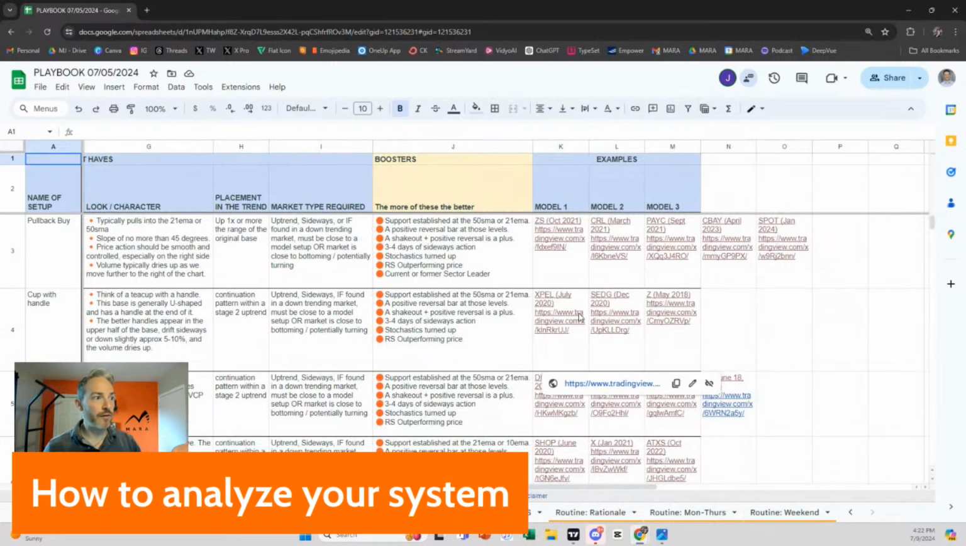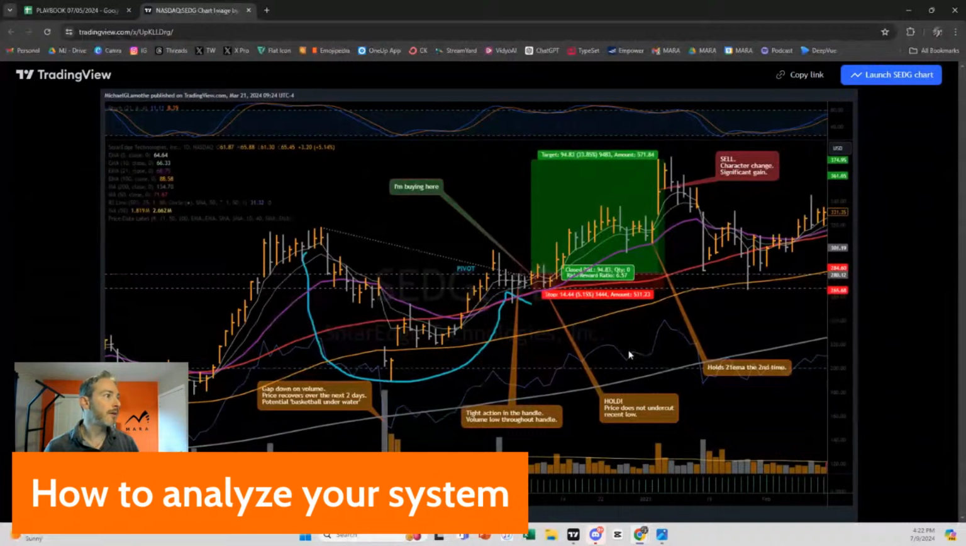So let's just click on this one here. This was Solar Edge. This was setting up in a cup with handle pattern. This is one that I traded and how I traded it, and it's part of my model book. The reason I want to have all this clearly defined is so that when I find another one of these patterns, I can say, does this look like the model? Yes or no? And then from there, make a decision. Do I want to trade this?